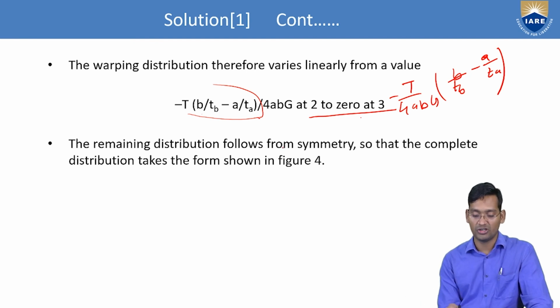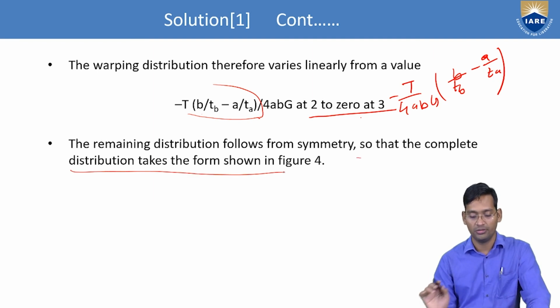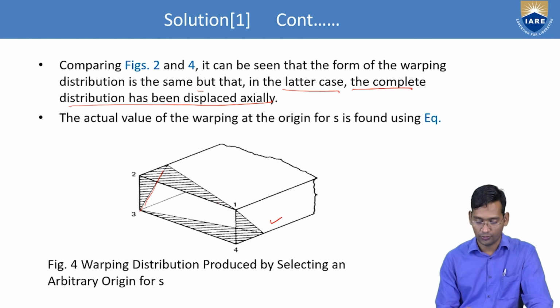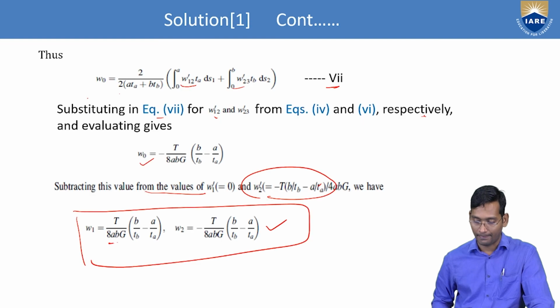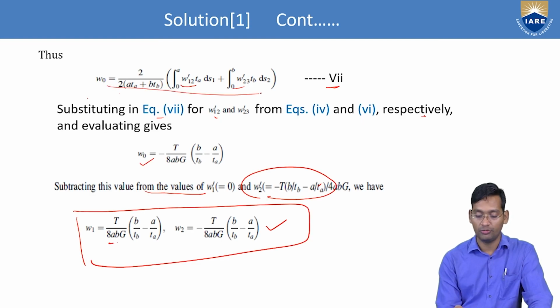The remaining distribution follows for the third and fourth, that is second quadrant, third quadrant and fourth, by symmetry, so that the complete distribution takes the form shown in figure 4 here. So from 1 to 2 this will be there, from 2 to 3 this, then 3 to 4, 4 to 1. Okay. So after putting the value, W naught will be what? W dash 1-2 and W dash 2-3 we found. So substitute in this equation. Right. After substituting and simplifying, what will you get?